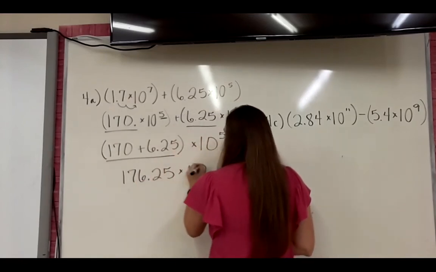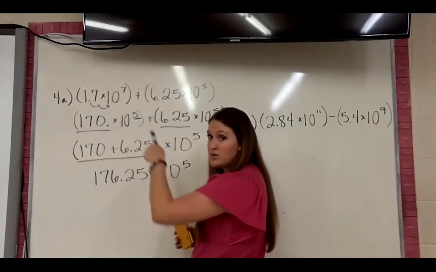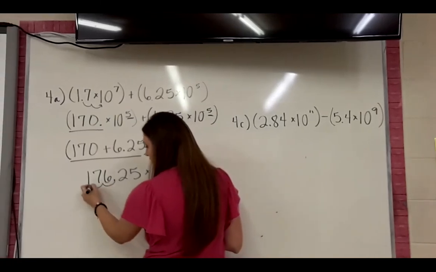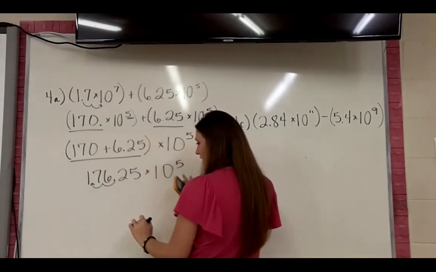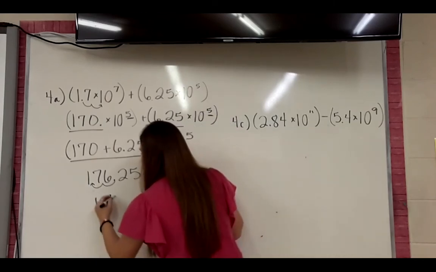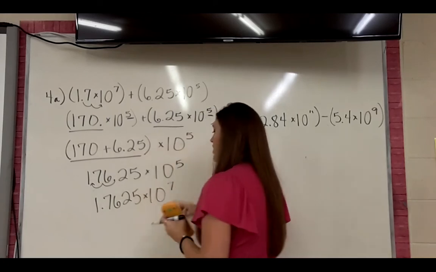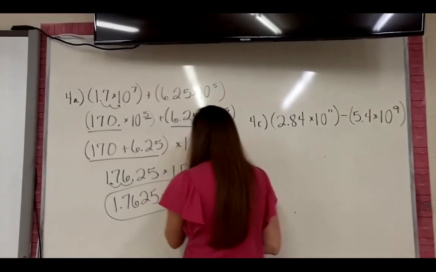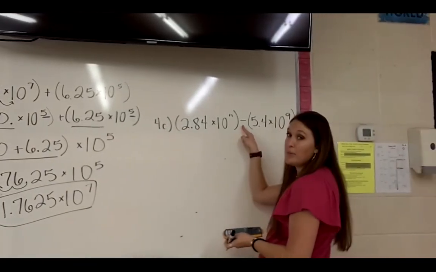176.25 times 10 to the 5th, and then 9 times out of 10, when you had to change one of them, you're going to have to end up changing your final answer back, because we want our decimal right here. It's a positive, so I added 2 more place values to that. So it's 1.7625 times 10 to the 7th. If you notice, it went back to what we started with. That's your final answer.